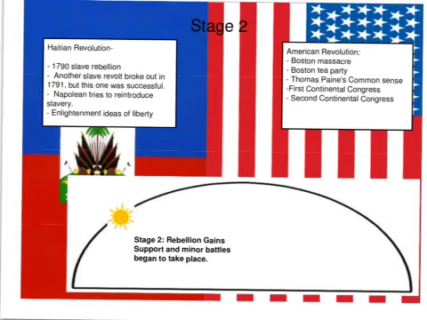The second stage of a revolution is the stage where the rebellion gains support. In the Haitian Revolution, the slave rebellion of 1790 showed the rising tension between the white colonists and the slaves. The rebellion, called Ogé's Rebellion, after the man who led it, ultimately failed, but it was a sign for the next slave rebellion in 1791.